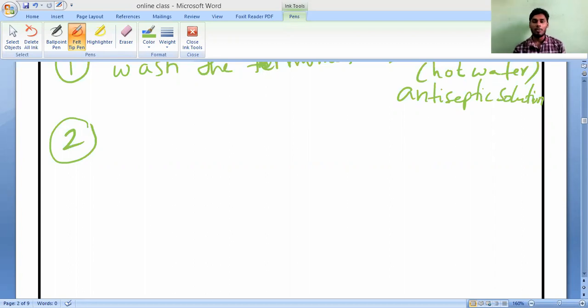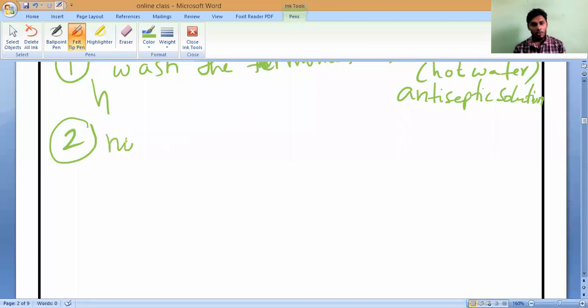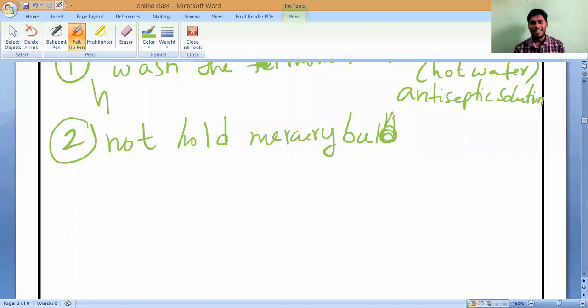When we are holding the thermometer, how can we hold it? Should we hold the mercury bulb or the opposite end? We should not hold the mercury bulb, because if you hold the mercury bulb, it will measure our body temperature. Is it yes or no? That is why we should not hold the mercury bulb.